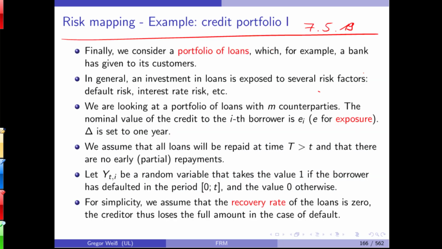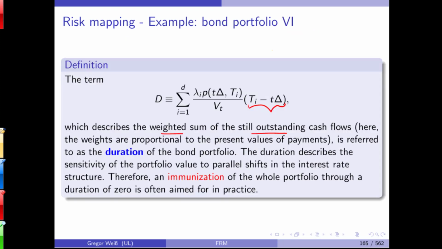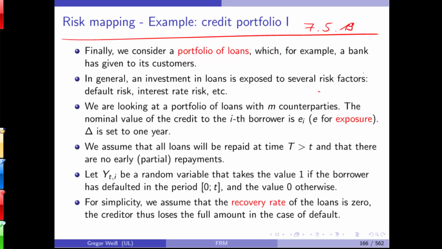The difference is, in the example of the bond portfolio, we assumed that the bonds were free of default risk. They were risk-free. In the loan portfolio, it is clear that we are not only exposed to interest rate risk, but we are also exposed to default risk. And that is why we need to include default rates, default probabilities as additional risk factors. So let's turn to this example.